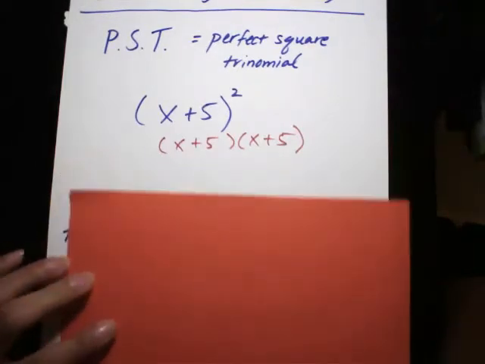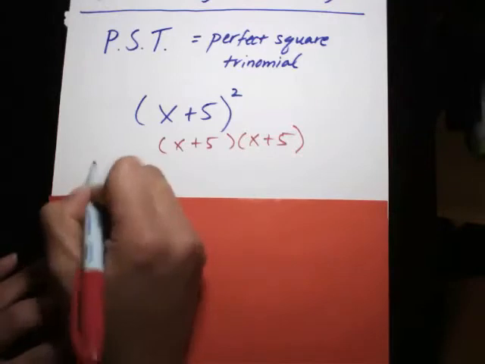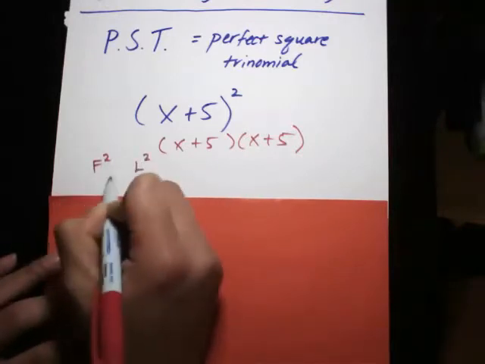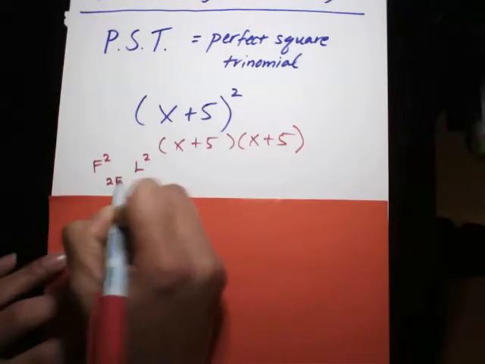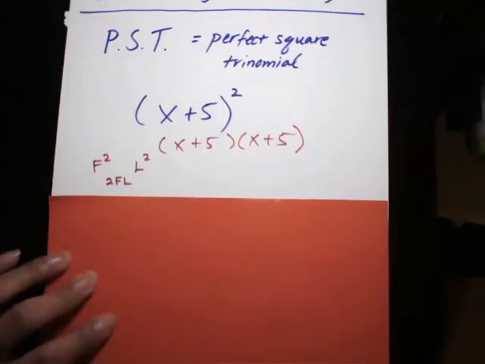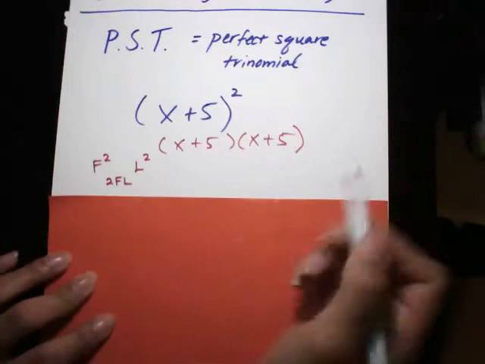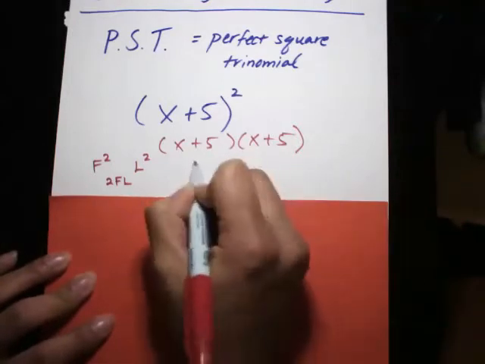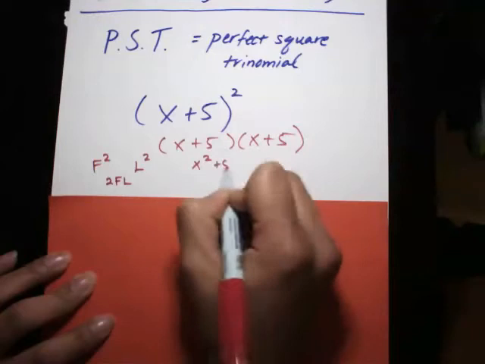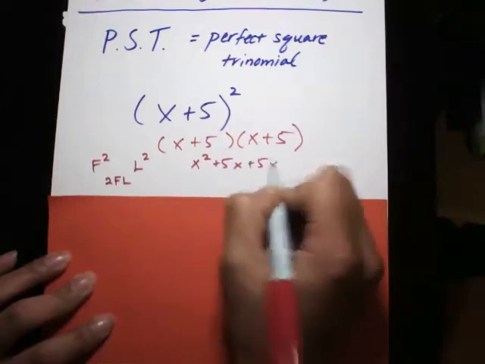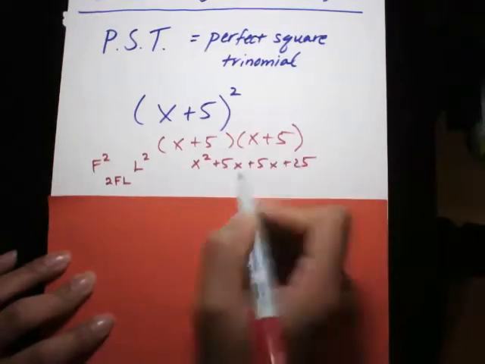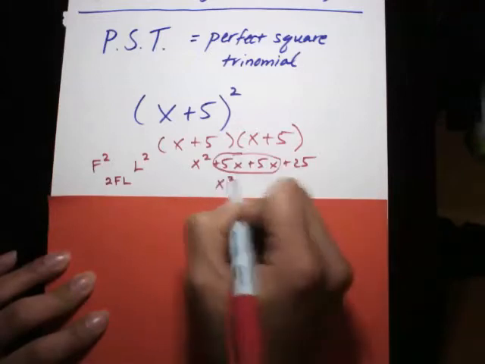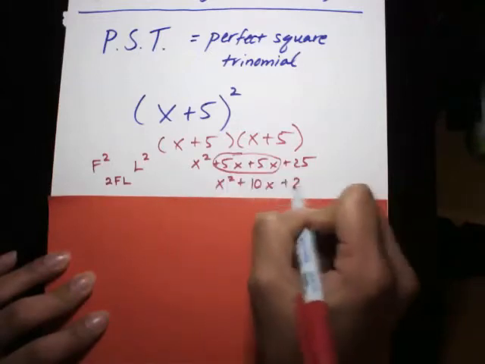The shortcut, if you recall, was first squared, last squared. In the middle, remember, we're smiling to get 2 times the first times the last. If you don't remember, you can still FOIL this out and still get an answer. You still have first x squared plus 5x plus 5x plus 25. The signs are the same, which means the inside terms are doubled. So x squared plus 10x plus 25.